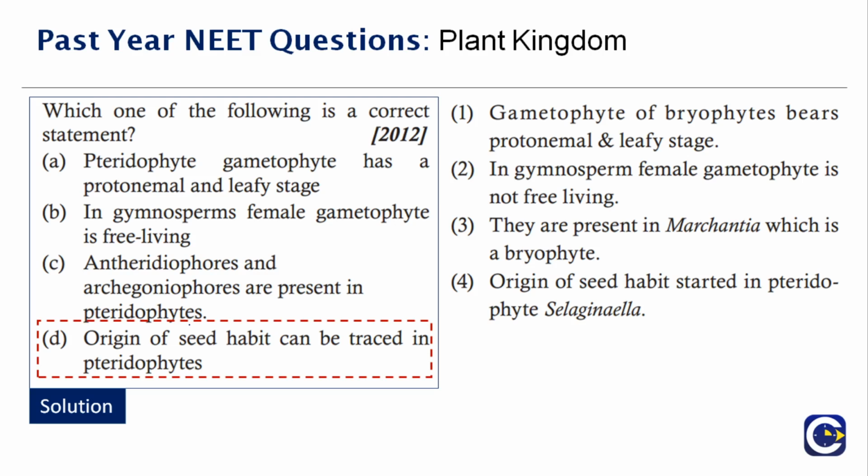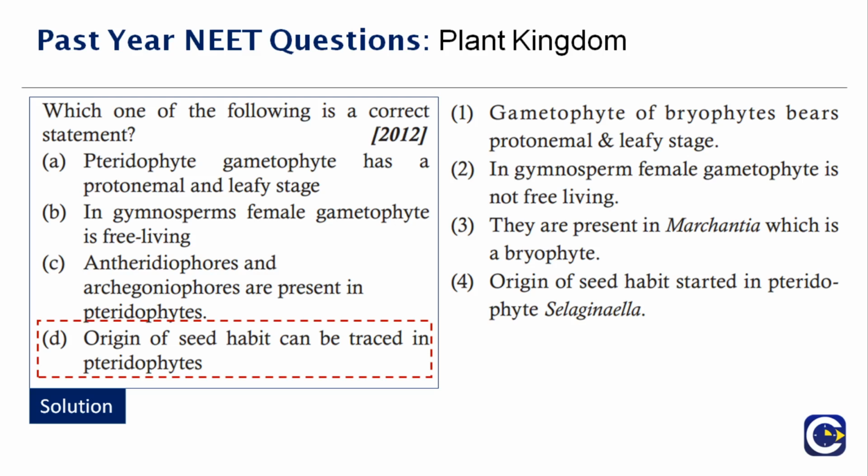That is only talking about the seed habit here. So the gametophyte in bryophytes bears protonemal and leafy stages. The pteridophyte gametophyte does not do that. Second one, in gymnosperms, the female gametophyte is not free living, but they have mentioned free living here. It's not free living. Third one, they are present in Marchantia, which is a bryophyte.